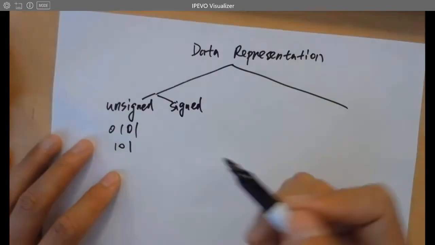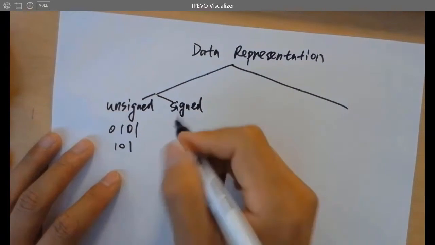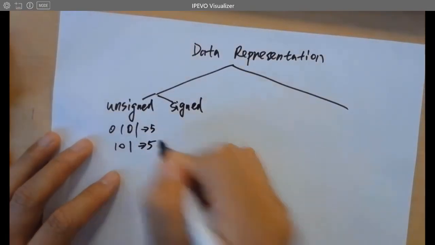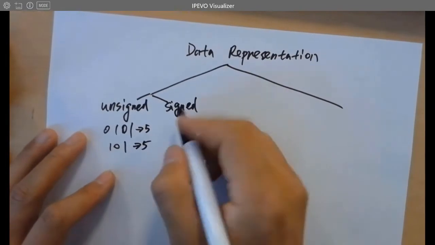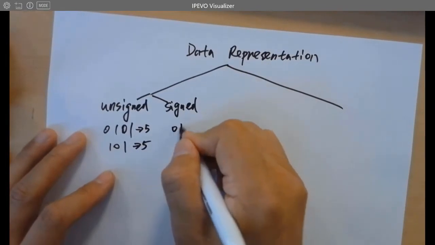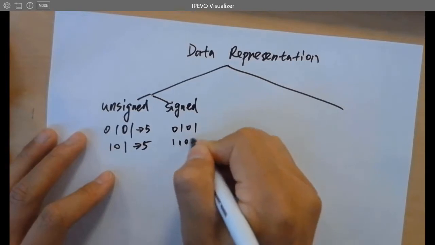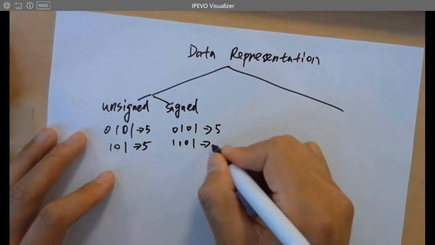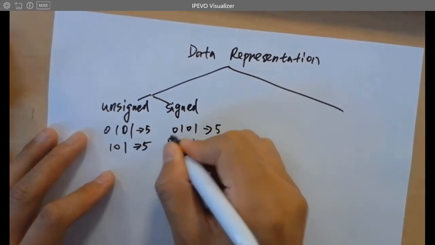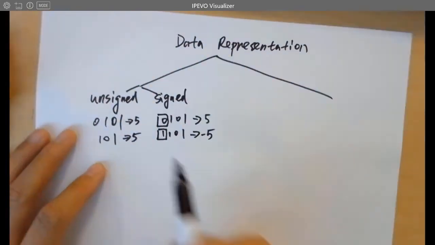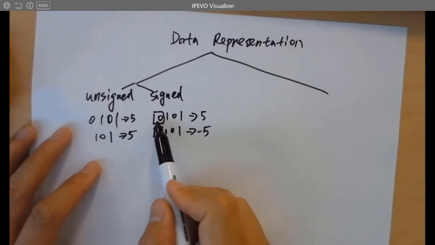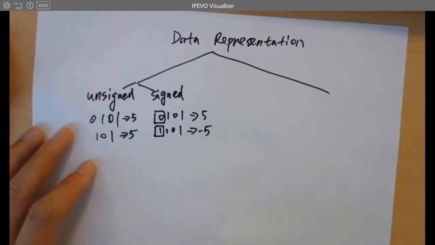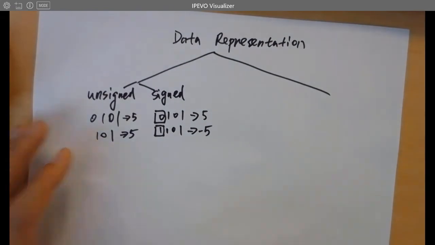For the signed version, we use the MSB as a sign. So let's write it down. This is 5, and this is minus 5, because this digit is being used as a sign. That's a minus sign, that's a plus sign, that's positive 5, that's minus 5. But there will be a problem. So what's the problem?